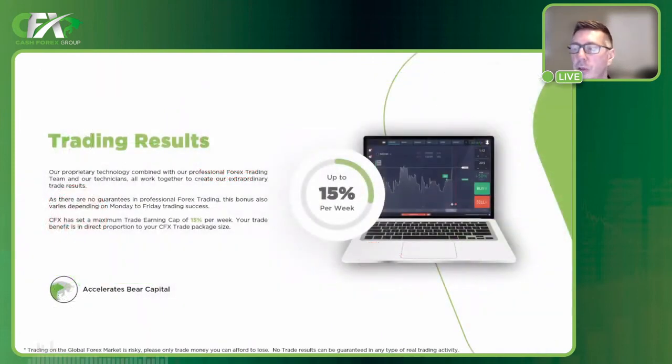Now, we're going to break down all of these in a little bit more detail. First of all, we're going to talk about trading because trading is something that everybody benefits from, whether you're a customer or whether you choose to also share CFX with others. Every single member who owns an active trade package is going to see daily trading results as long as the technology and platform is profitable.